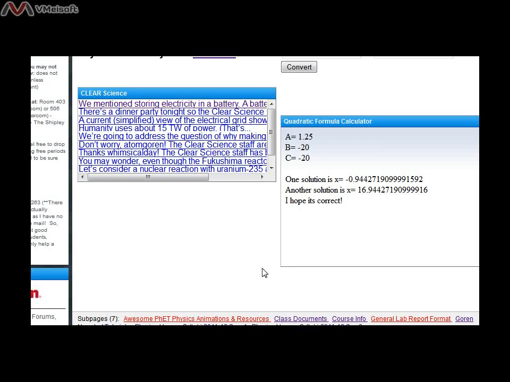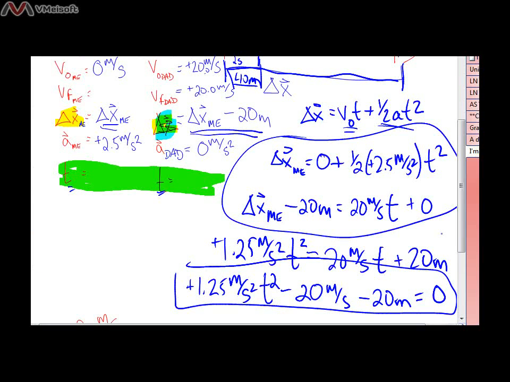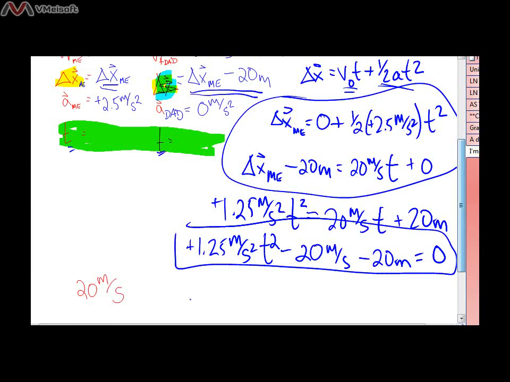and you should get two solutions because it's quadratic, and the two solutions are negative 0.94, and since I don't have my flux capacitor, I'm definitely not catching up to my dad before this thing has happened. So the solution that we use is 16.9 seconds. Okay, so the time being 16.9 seconds, and I guess sig fig wise that really should be 17 seconds.